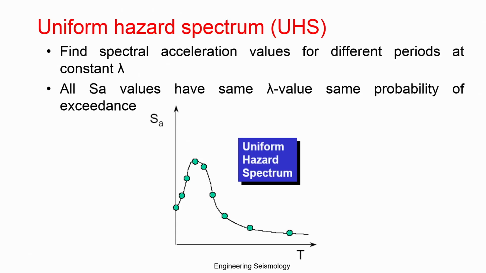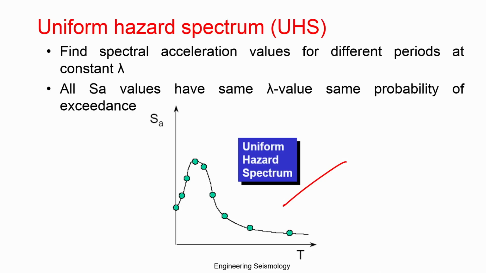So if you estimate a given response spectrum for similar probability of exceedance, that means you keep your probability of exceedance lambda value and the period of structure the same, and try to estimate how the spectral response varies for different periods. That is called a uniform hazard spectrum. So this uniform hazard spectrum is similar to a response spectrum, but it is for a given constant probability of exceedance. That is the difference.